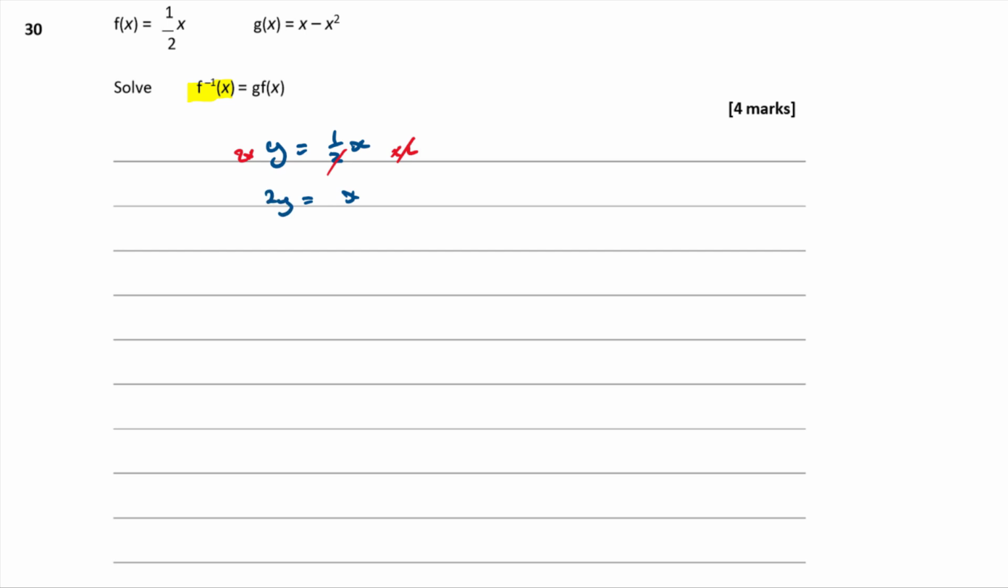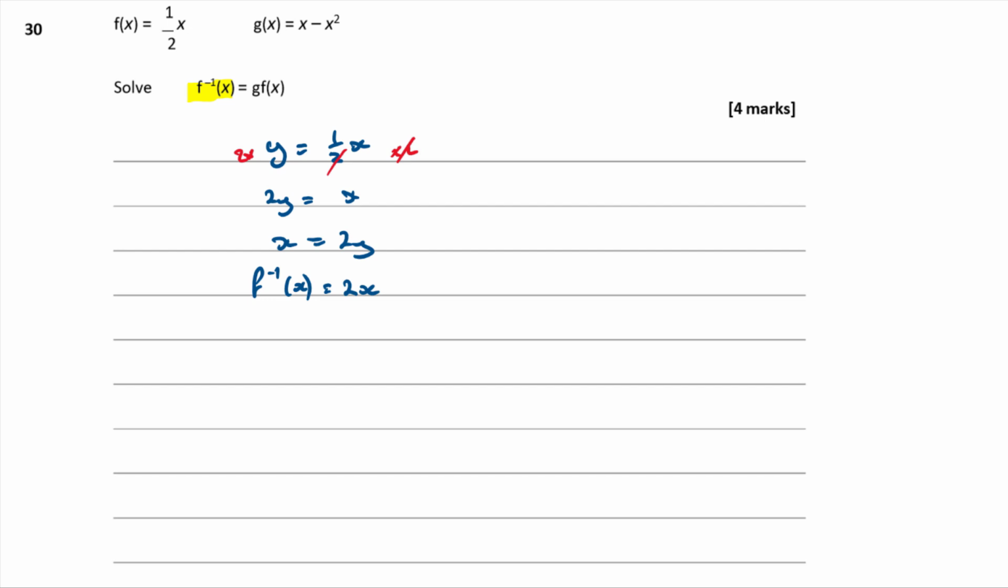Okay, just spin that around, x equals 2y, and then replace x with f to the minus 1 of x, and replace y with x. So I get f to the minus 1 of x equals 2x. Okay, so that is the inverse function of f of x.